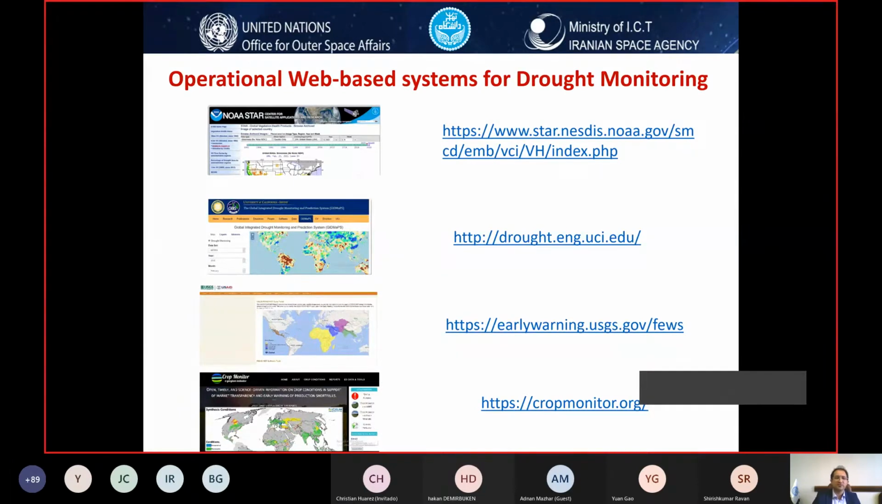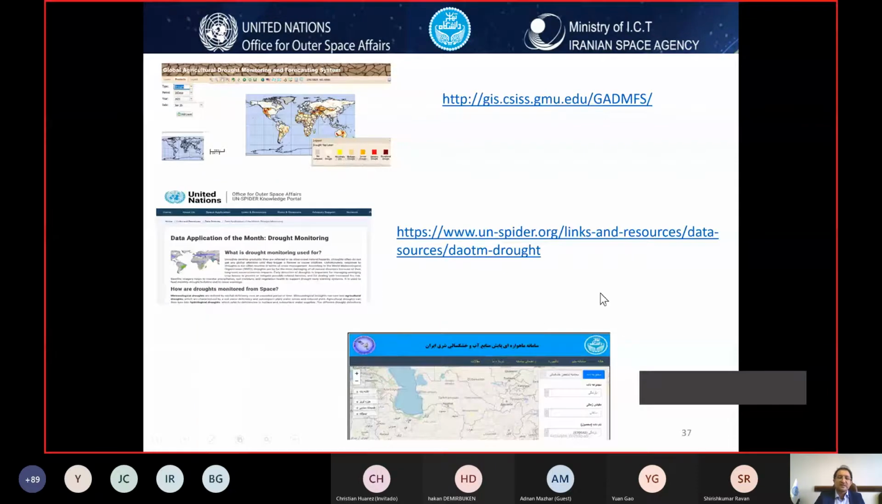There are some web-based systems for drought monitoring, which researchers can use for calculating droughts or for monitoring them. Here you can see a list of them. You can also see the list of these websites in the portal of UNOSA.